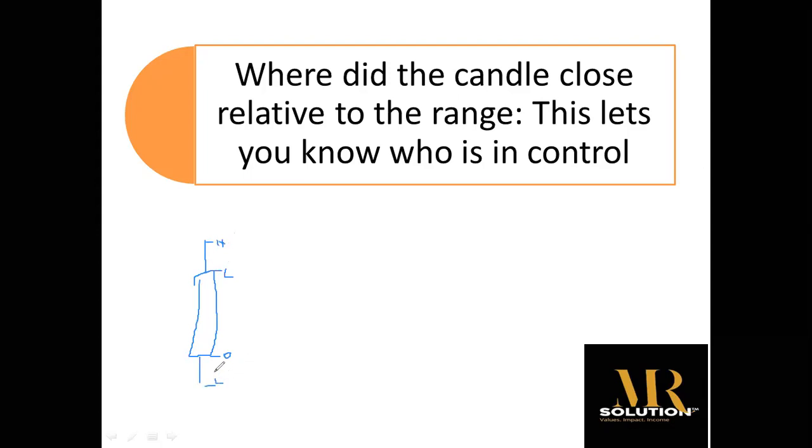Knowing this, this is the open, and this is the close, this is C, it looks like L. So what this in general means is that this candle is bullish. Why is it bullish? It closed higher than it opened. This is the open, this is the close. So it's a bullish candle because it closed higher than it opened. This is candle A.